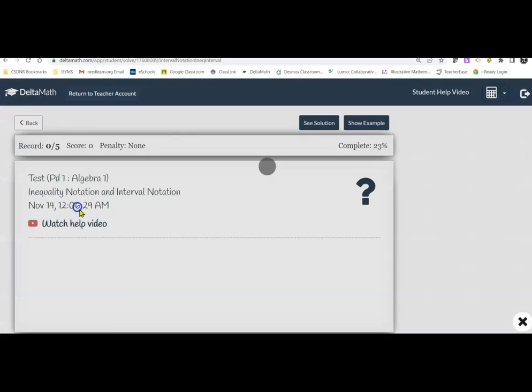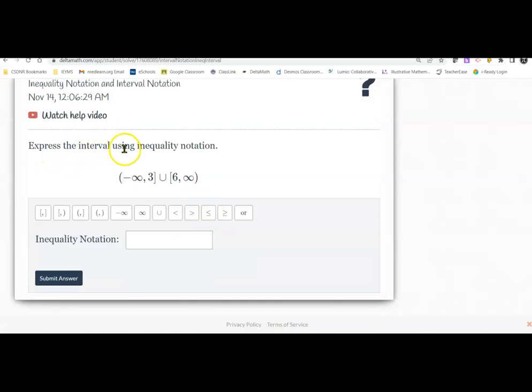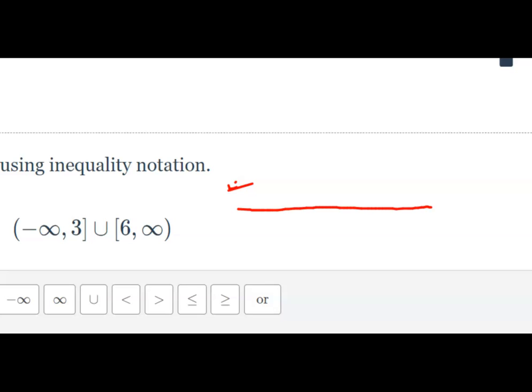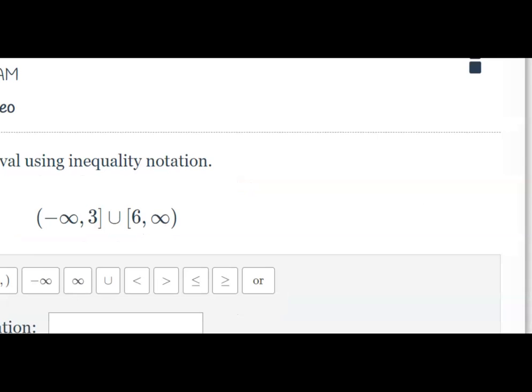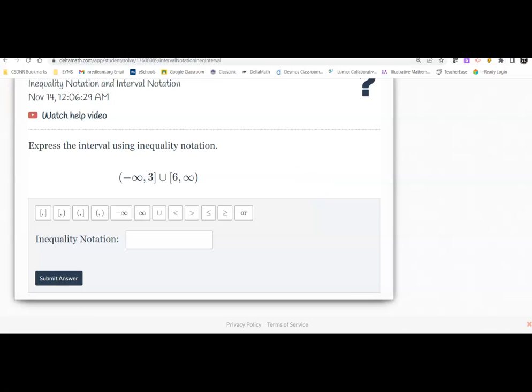All right, let's take a look at the third one. Express the interval notation using inequality notation. So let's see what we've got here. We've got -infinity to 3. So if I'm 3, I would be solid and then -infinity. And I also have 6 to +infinity. So 6, solid, and to +infinity.